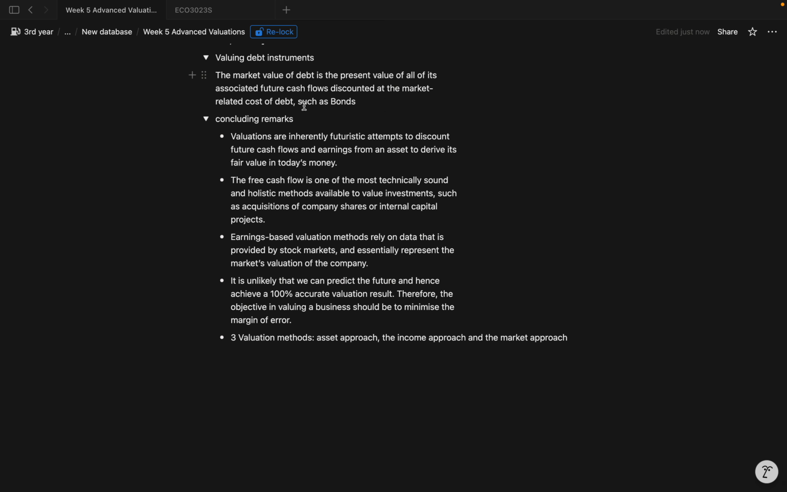When it comes to valuing debt instruments, the market value of a debt instrument is the present value of all its associated future cash flows discounted at the market-related cost of debt, such as bonds. So we'll know that whenever we do a bond in perpetuity, we always discount it to a present value.